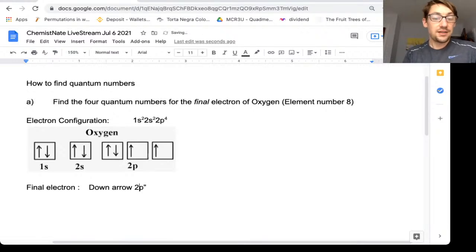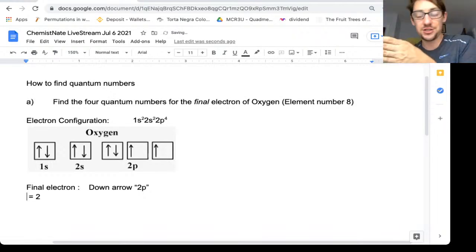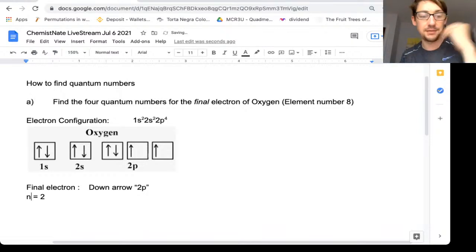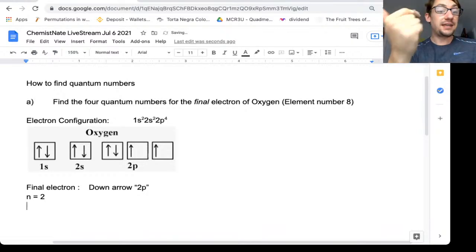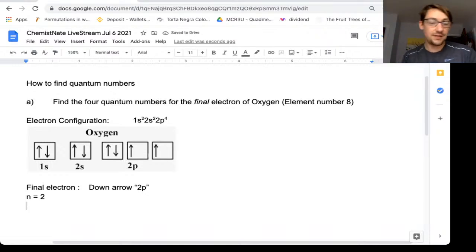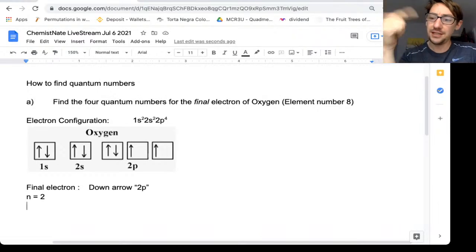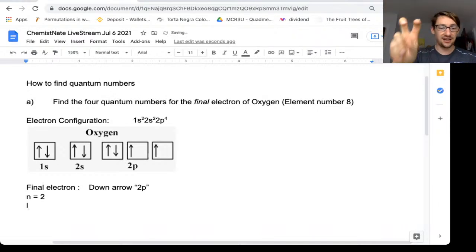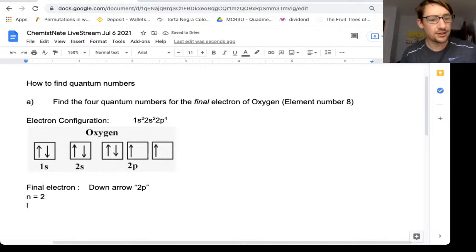Okay, the 2 tells you the first quantum number. The energy level that the electron is in is straight up the first, or principal quantum number, n equals 2. The p is what's going to give you the secondary quantum number. Most people here in North America call it little l. I think it's secondary quantum number.